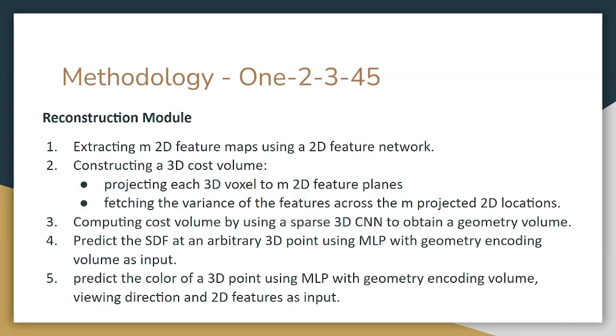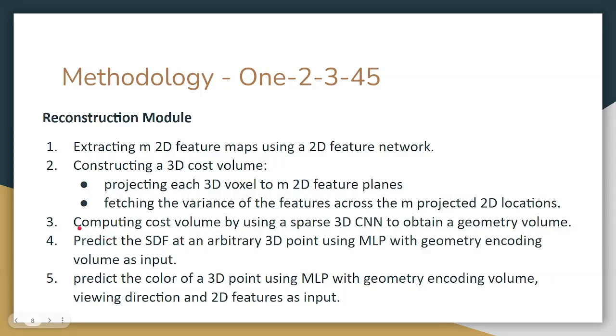The reconstruction method of One-2-3-4-5 takes multiple source images with corresponding camera poses as input and generates a textured mesh in a single feed-forward pass. The steps of the module are: first, extracting M 2D feature maps using a 2D feature network. Second, construct a 3D cost volume whose contents are computed by first projecting each 3D voxel to the M 2D feature planes, and then fetching the variance of the features across the M projected 2D locations.